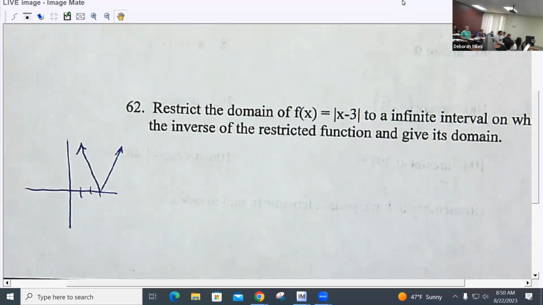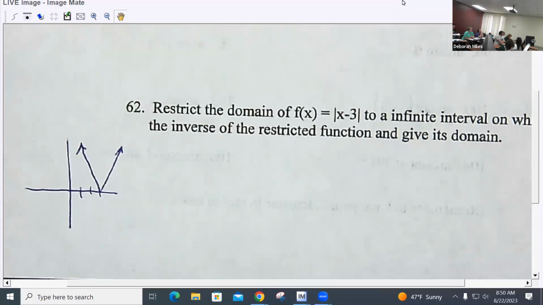How could I restrict it so that it would have an inverse? Either the left-hand side would be 1-to-1, or the right-hand side would be 1-to-1. I could use one or the other. Technically, I could use from 7 to infinity. Would that be 1-to-1 if I just use x is 7 to infinity?